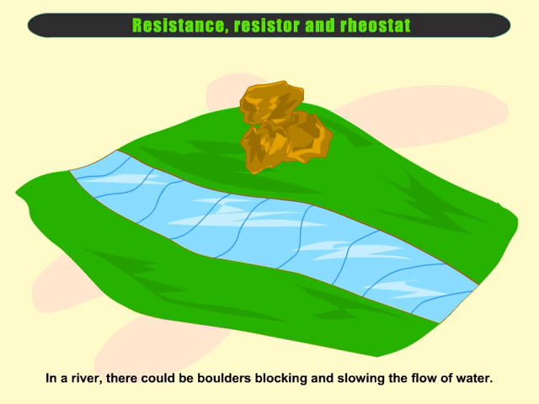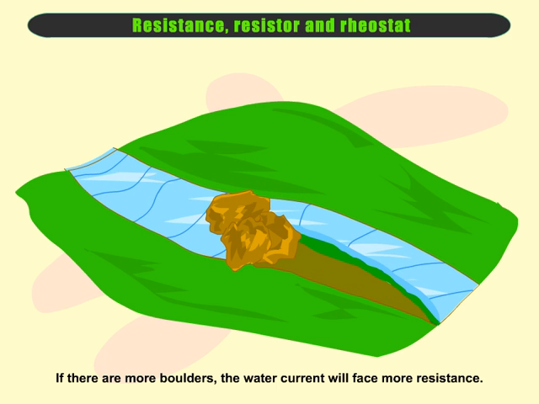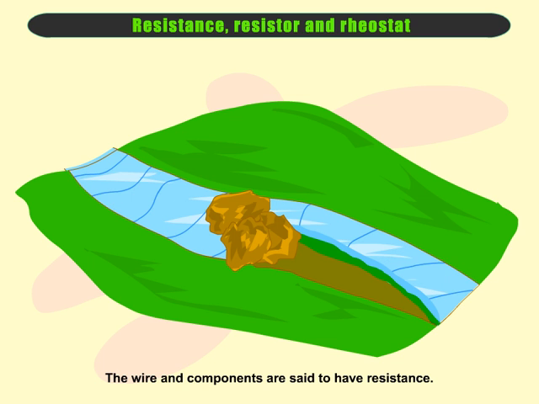In a river, there could be boulders blocking and slowing the flow of the water. If there are more boulders, the water current will face more resistance. Similarly, an electric current does not always flow easily in a circuit, as the connecting wires and electrical components resist the flow of electrons. The wire and components are said to have resistance. The greater the resistance in a circuit, the lower the electric current.